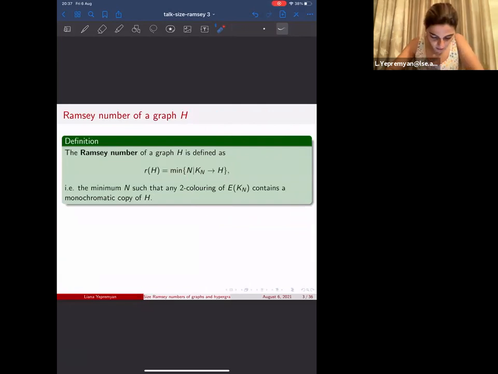However, to talk about size Ramsey numbers, first let me talk generally about the Ramsey number of any graph H. So for any graph H, the Ramsey number of H can be defined as the minimum n such that the complete graph Kn is Ramsey for H. That is the minimum n such that any two coloring of the edges of the complete graph contains a monochromatic copy of H. We can also equivalently define it as, instead of taking the complete graph Kn here, I can take any G, and I want to minimize the number of vertices in G. I won't go into details, but these two are actually equivalent. You can define it like this as well.